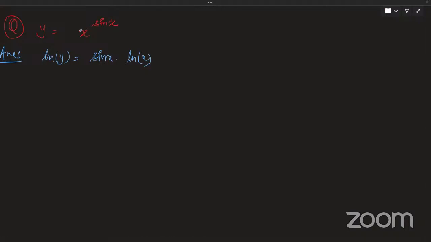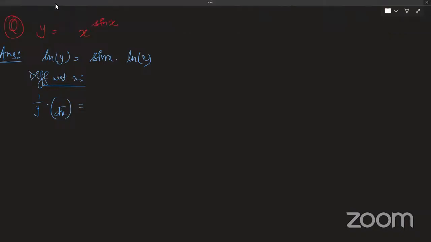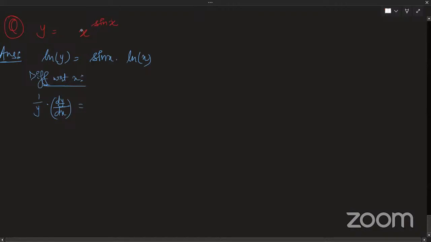So obviously, if I differentiate it with respect to x, on the left hand side it is really easy. I'll get 1 by y into dy by dx every time. So you can just memorize it, but don't actually. Okay. What about my right hand side? I've got a product of two functions. First function is sin x, second function is ln x. So I keep the first function intact, differentiate the second function, plus the other way around: cos x into ln x. Right? Yes, sir.